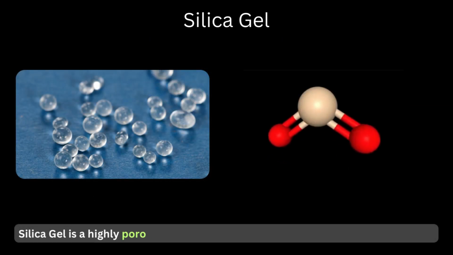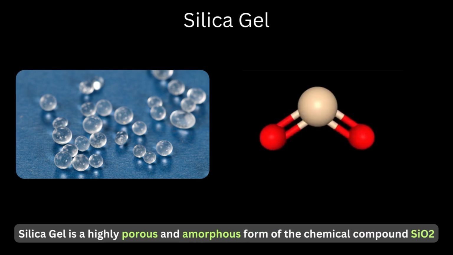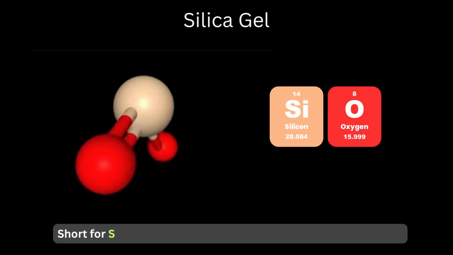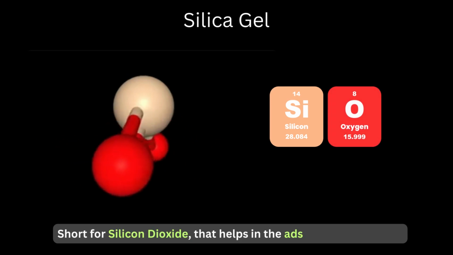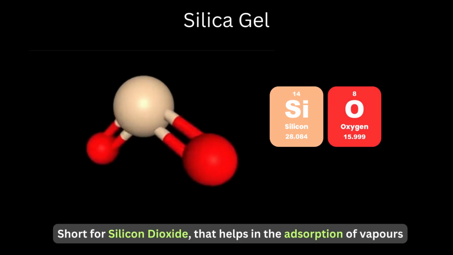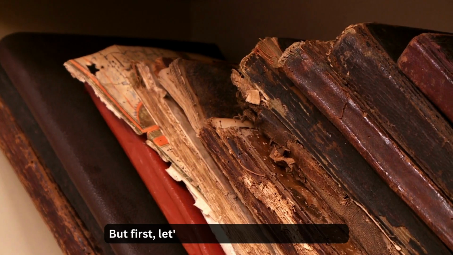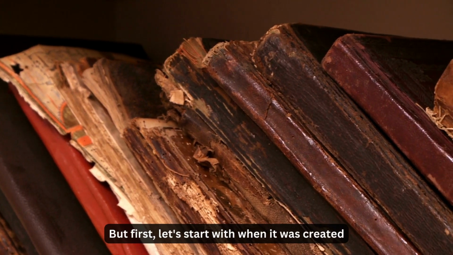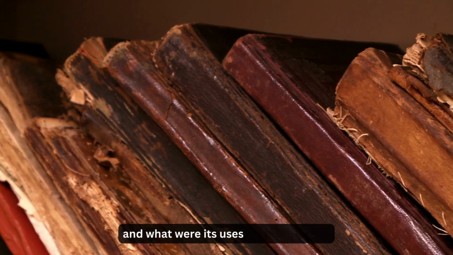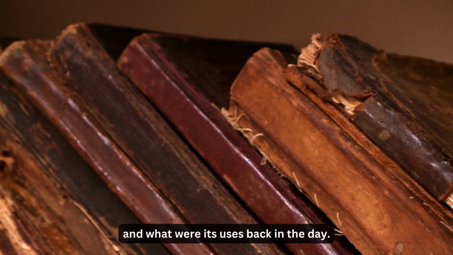Silica gel is a highly porous and amorphous form of the chemical compound SiO2, short for silicon dioxide, that helps in the adsorption of vapors. We will get back to exactly what that means in a moment, but first, let's start with when it was created. What were its uses back in the day?